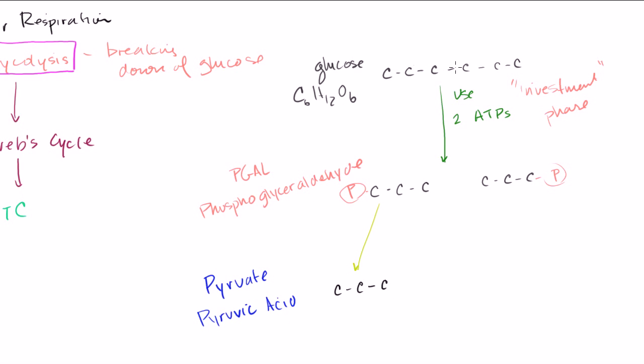So you start off with glucose. In the investment phase, you end up with phosphoglyceraldehyde, which essentially means you broke up your glucose and put a phosphate on either end of it. And then those each independently go through the payoff phase. So you end up with 2 molecules of pyruvate for every molecule of glucose you started off with. Now you're saying, hey, it was a payoff phase. What was our payoff?